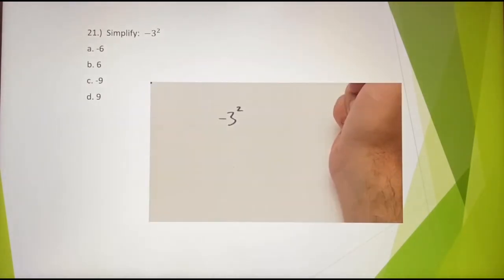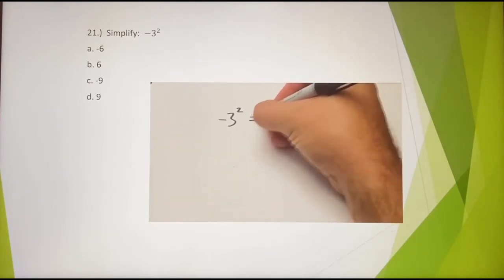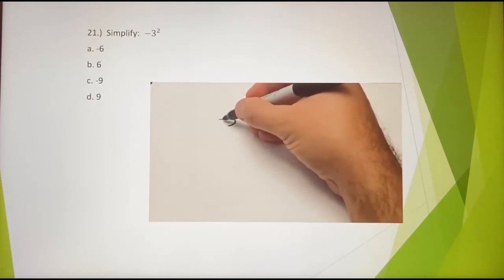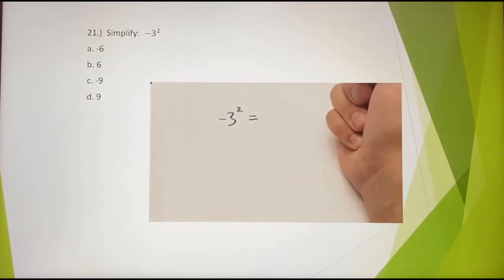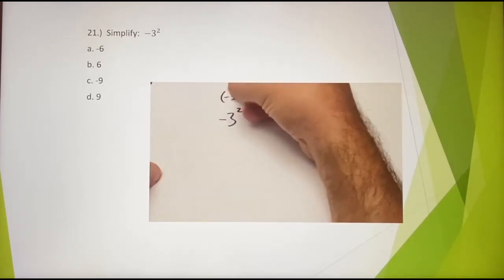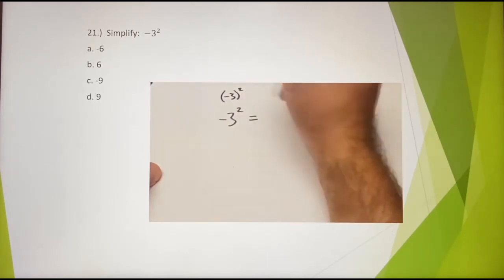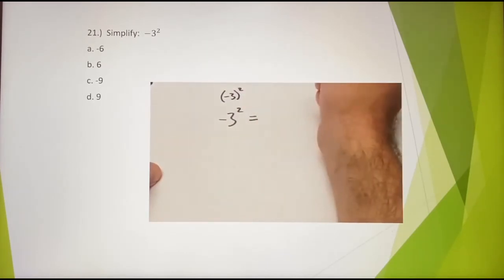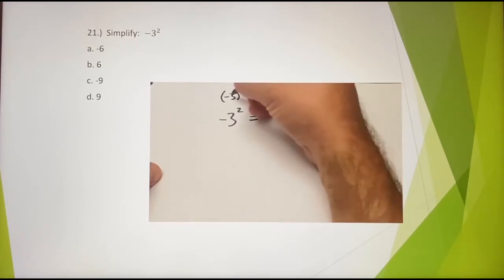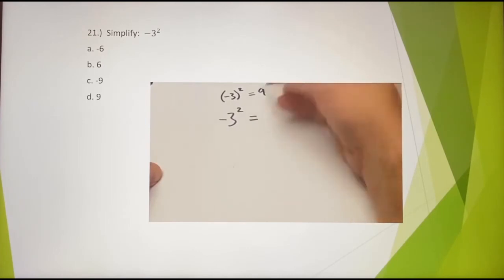Okay, so these types of problems are basically just a review of some algebra, just to keep you on your toes. This negative is not being squared. If I wanted to square the negative, I would need to put that entire thing in parentheses like that. That would give me where I would square the negative.